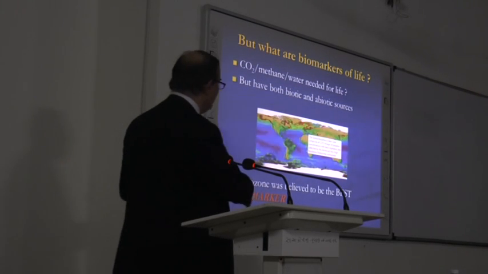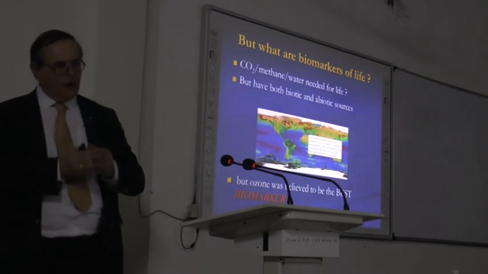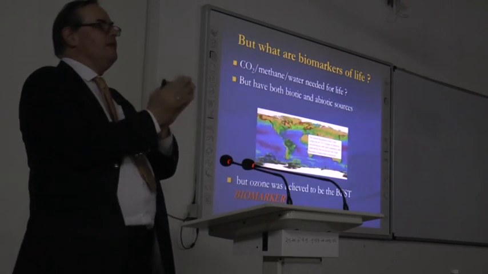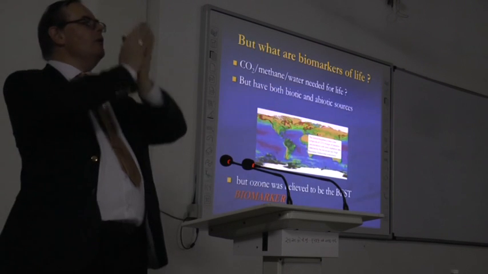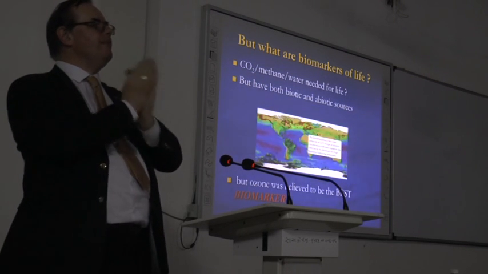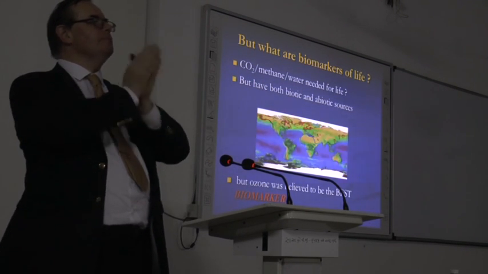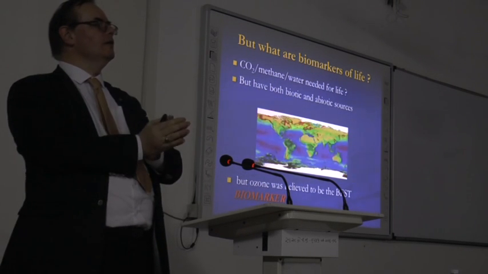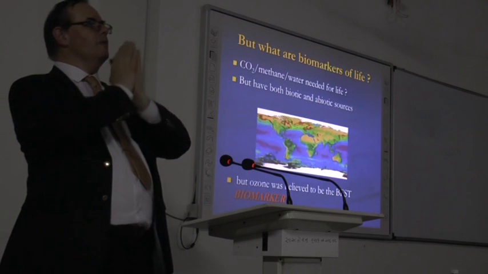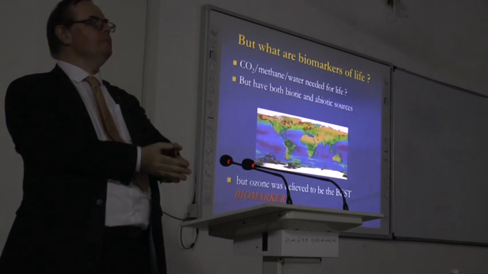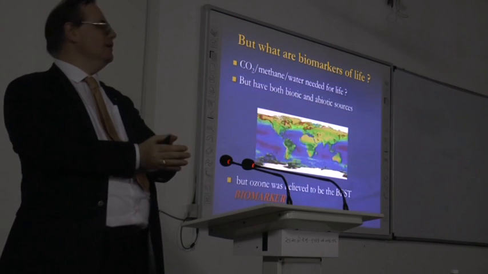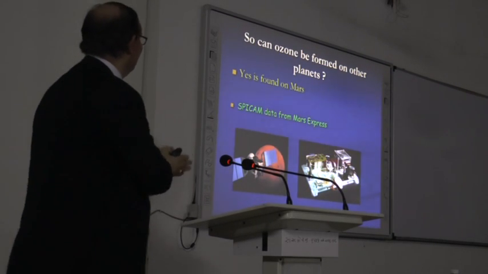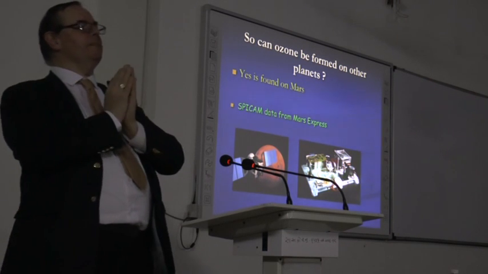Many people believe that ozone is a very good biomarker. Ozone, O3, is only formed in an atmosphere which is very rich in oxygen. And the only way we know for an atmosphere to be very, very rich in oxygen on the Earth is by photosynthesis. So if you see lots of ozone in a planetary atmosphere, it was felt, therefore, there should be photosynthesis, and that was a sign of life. So we went to look for ozone on other planets.